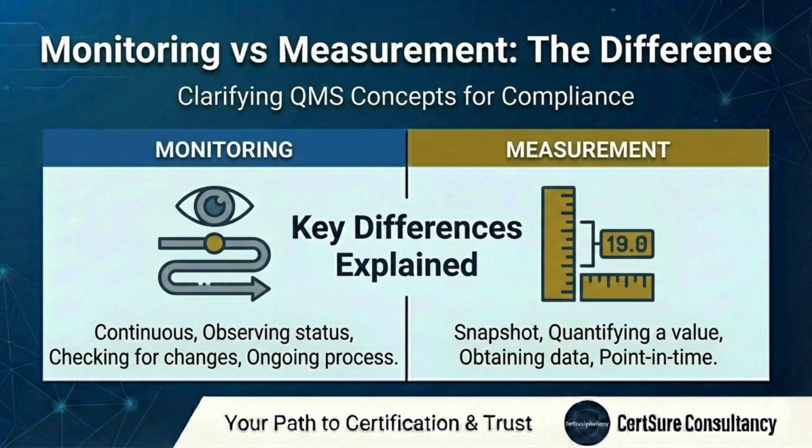Now, let's put this into a food factory context. During pasteurization, if an operator is just watching the screen to ensure the system is running smoothly, that's monitoring. But if that same operator records the temperature as 72.5 degrees Celsius, that's measurement. Both are crucial to controlling food safety. So, ISO standards require both monitoring and measurement. Why? Monitoring is your early warning system. Think of it like a smoke detector. It catches problems when they're small, before they become a fire.